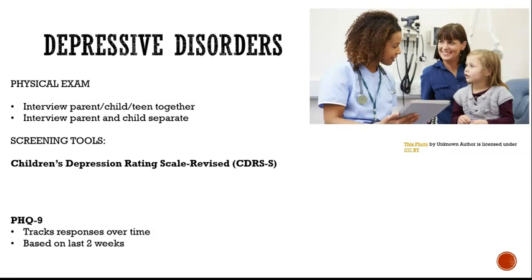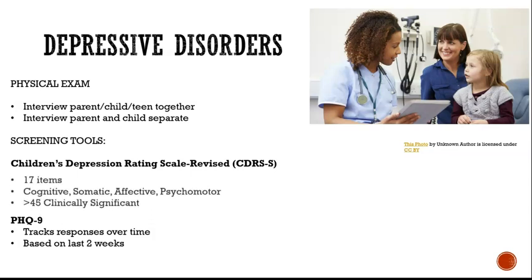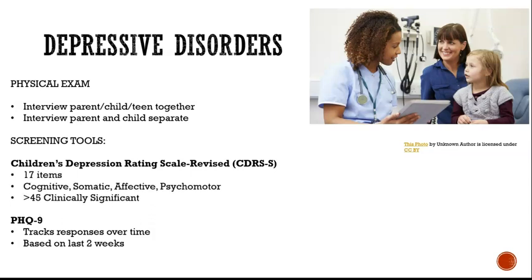There are different screening tools that you can use, like the Children's Depression Rating Scale, Revised, the CDRS. That is a 17-item scoring tool. It scores cognitive, somatic, affective, and psychomotor. If they score greater than 45 on that test, it is clinically significant for depression. There's also the PHQ-9, which you can use on your first visit, and that tracks their responses over time. And it is based on the last 2 weeks. So it always starts off on the last 2 weeks, and we start asking them about the different questions that they may or may not be experiencing.